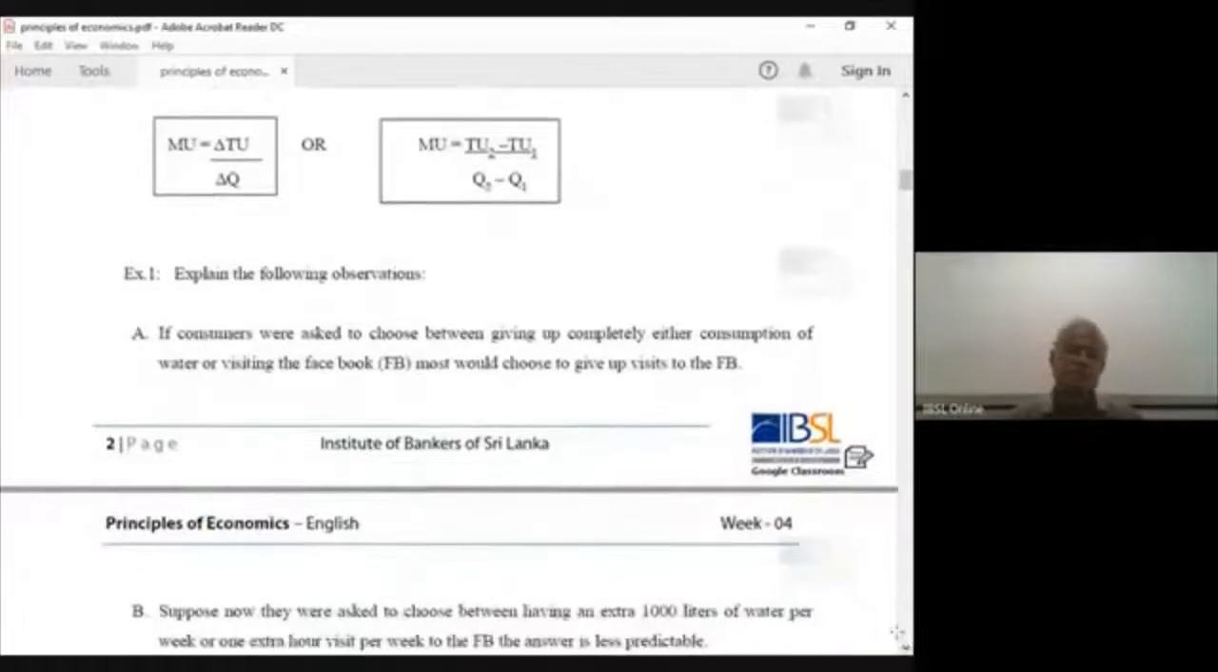A consumer was asked to choose between giving up completely either consumption of water or visiting Facebook. We ask him, you stop drinking water or you stop visiting Facebook. Then what will happen? They will definitely take the decision. Most would choose to give up visiting FB. You can't stop drinking water, no?